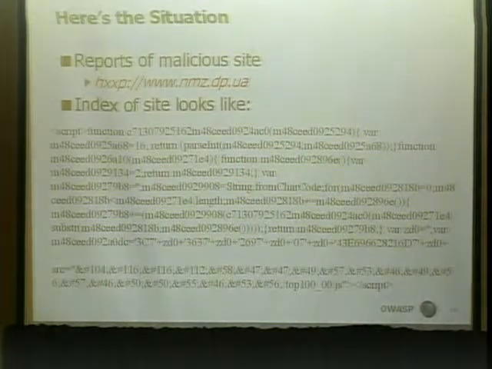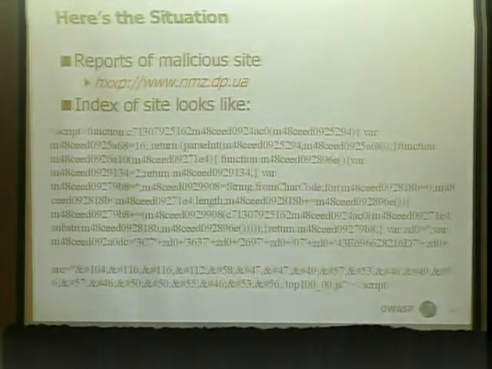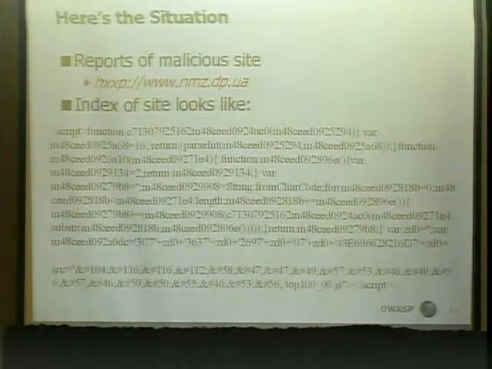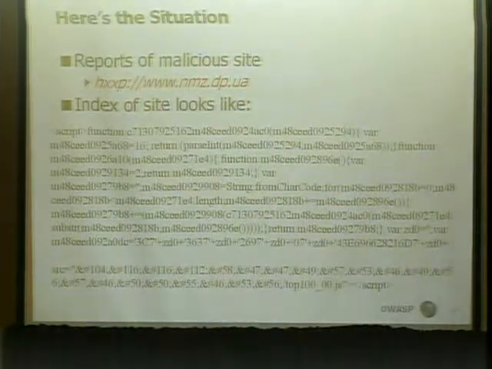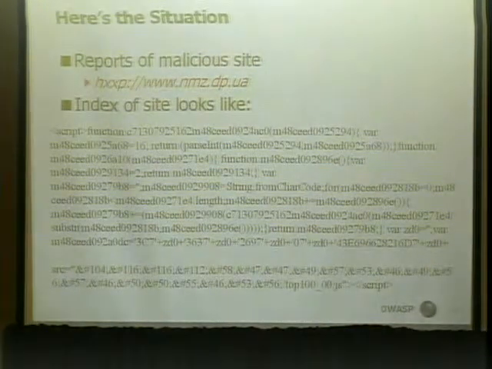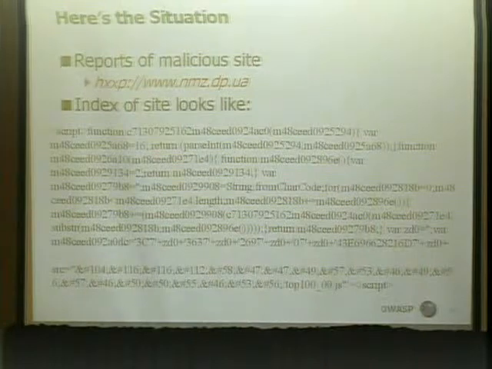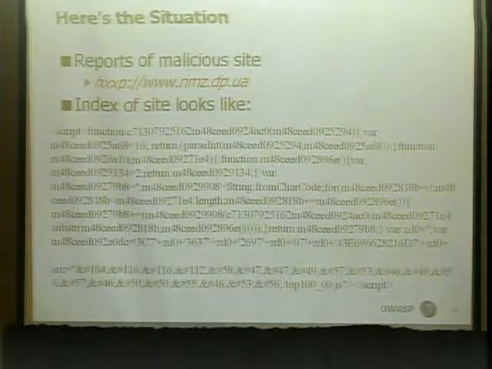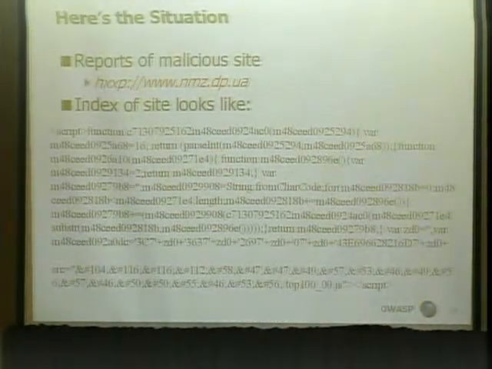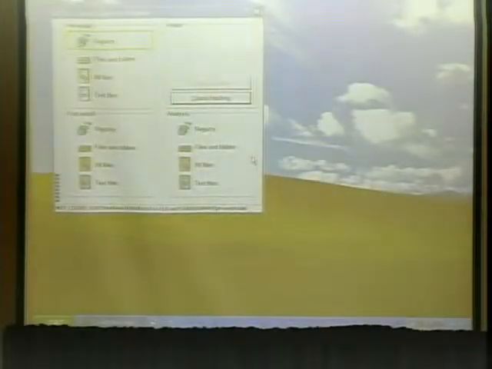All right, so we get a report of a malicious site, www.nmz.dp.ua. If you go to the site, the index looks like this. This is a very good example of obfuscated JavaScript. If you were an analyst and you wanted to figure out what was going on, you would actually have to go in and try to manually decode this or use Malzilla or Caffeine Monkey or any other custom JavaScript deobfuscation tools you have. Well, we didn't want to do this. We need to figure out what's going on with the malware on the site, so we put it into our SANnet and let it run to see what happens. Hopefully this will work.